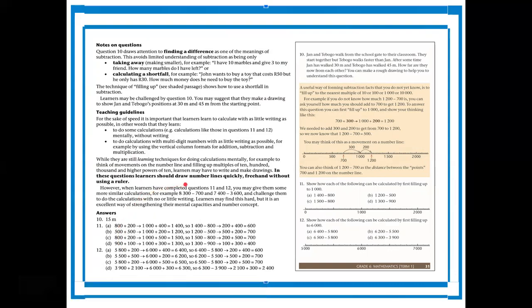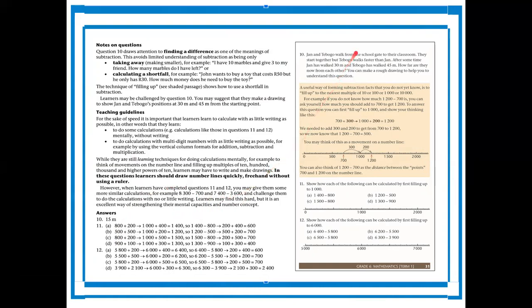However, when learners have completed questions 11 and 12, you may give them some more similar calculations. For example, 8,300 minus 700 and 7,400 minus 3,600, and challenge them to do the calculations with little or no writing. Remember, you can use number facts that you already know to help you. Learners may find this hard, but it is an excellent way of strengthening their mental capacities and number concept.